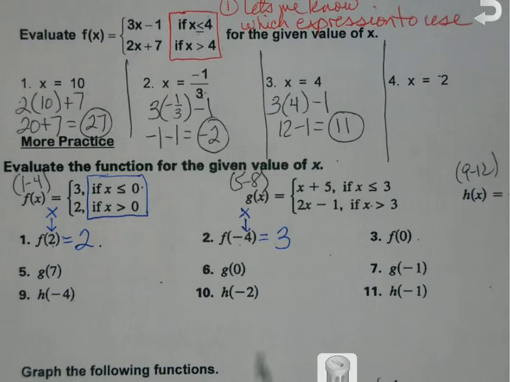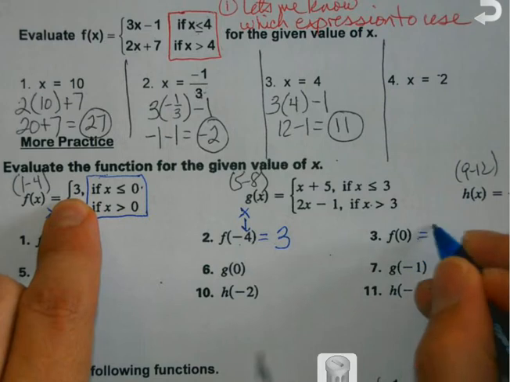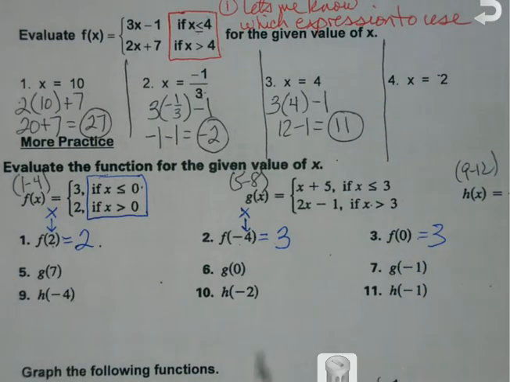Oh, I got one more. I see it on the screen. Might as well do it. What about 3? Top, because of the or equal to, and so it's just 3. Now, am I going to get off that easy every time? Oh, no. Not every time.